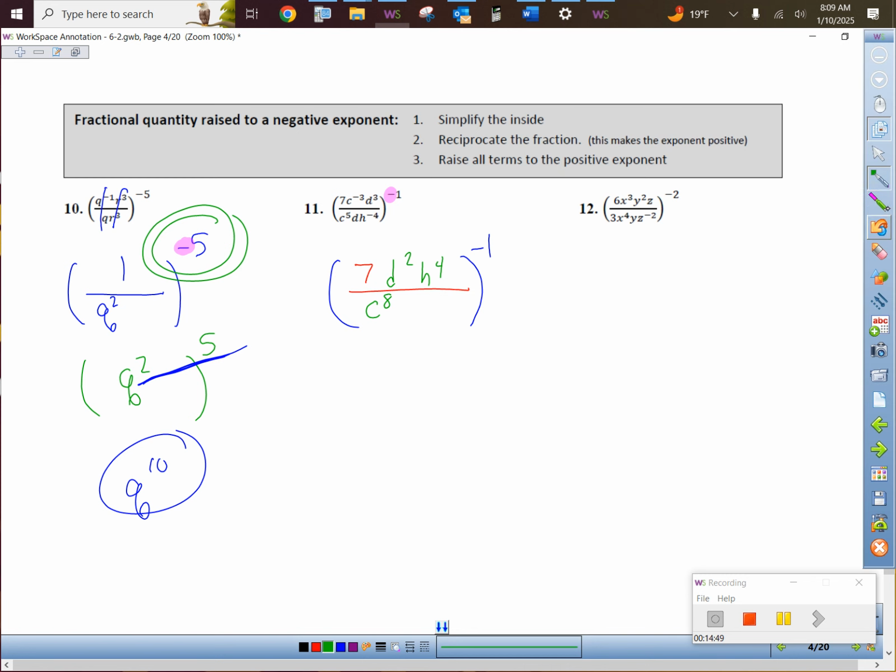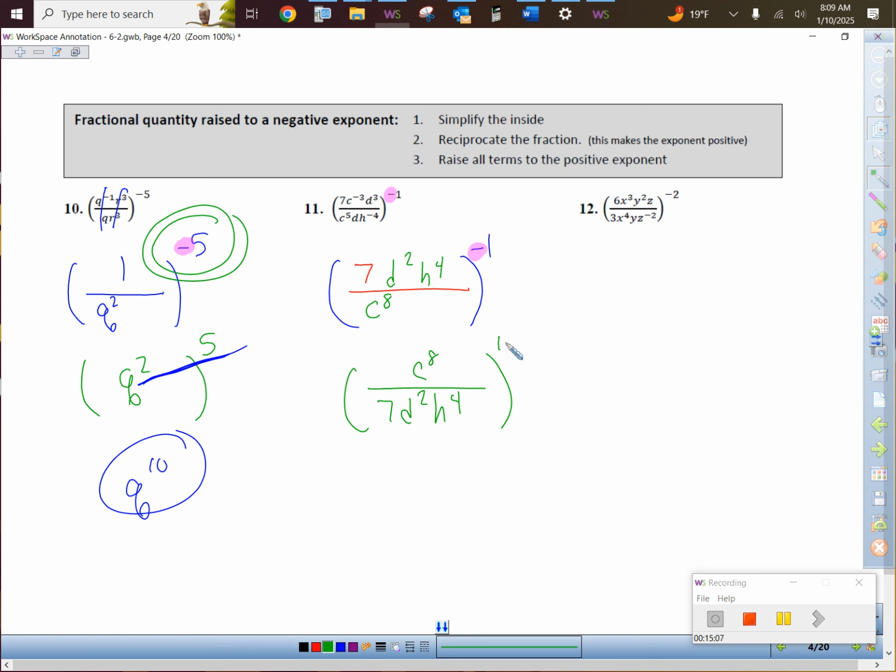Now we'll do this. I want you to say an R word to me back when I ask. What does this mean I do to the base? Reciprocates, right? Reciprocate. Good, good, good. So c to the 8th over 7d squared h to the 4th. He would be raised to the positive first, right? And I hope you realize that's the answer, right? When you raise something to the first power, that's it.